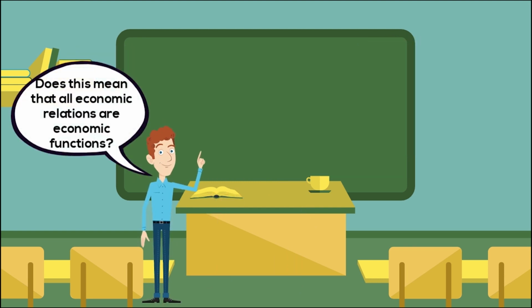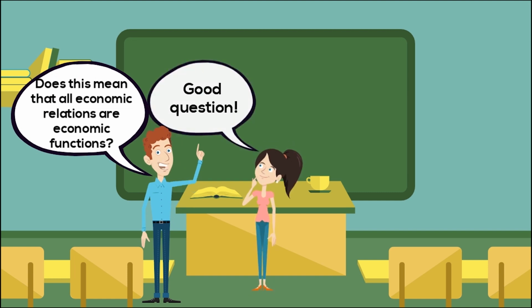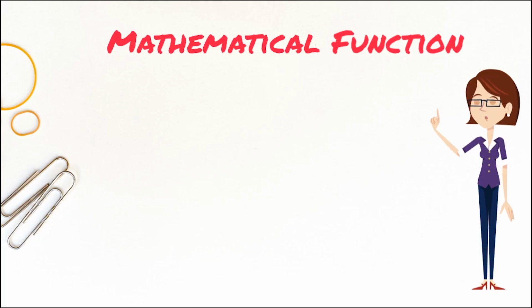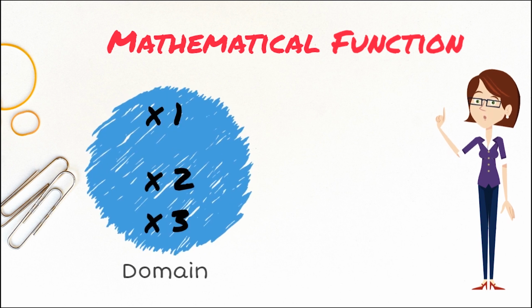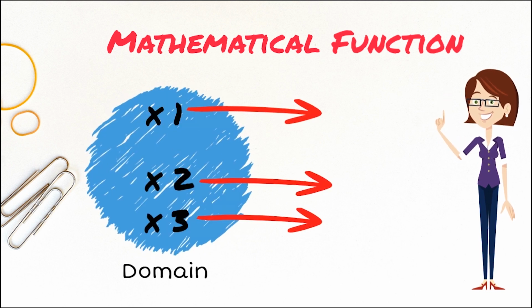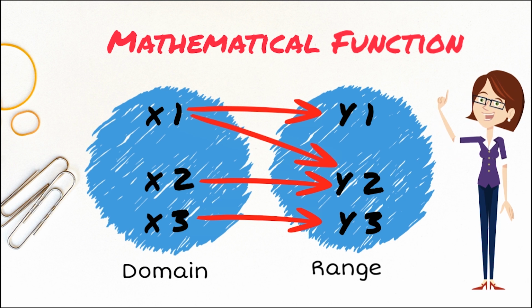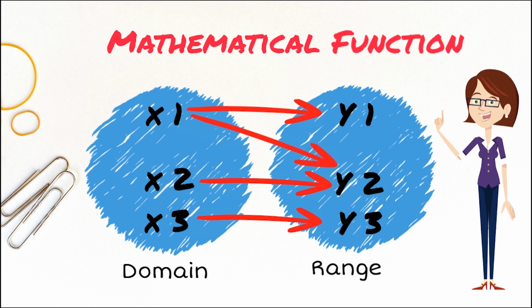Does this mean that all economic relations are economic functions? Good question. No, all economic relations are not economic functions. To be a mathematical function, every single value of the domain, the values of the independent variable, must be mapped to a unique value in the range, or the values of the dependent variable. If a single value in the domain is mapped with two different values in the range, the relation will not be a function.